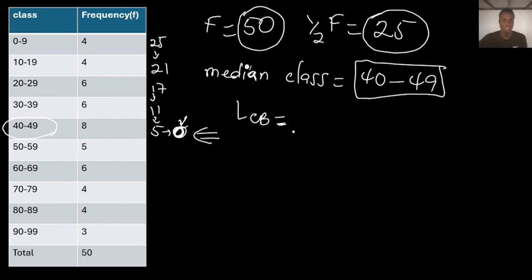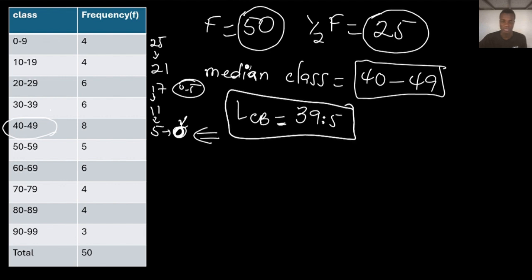So the lower class boundary, in this case: the class before is 39 and the class after is 40. The difference between them is 1. If I have 39 and 41, the difference is 1, and if I take half of that, I get 0.5. So I'll just remove 0.5 from 40, that will be 39.5. We did a session on how to find the lower class boundary, so kindly follow that. So we have the lower class boundary.